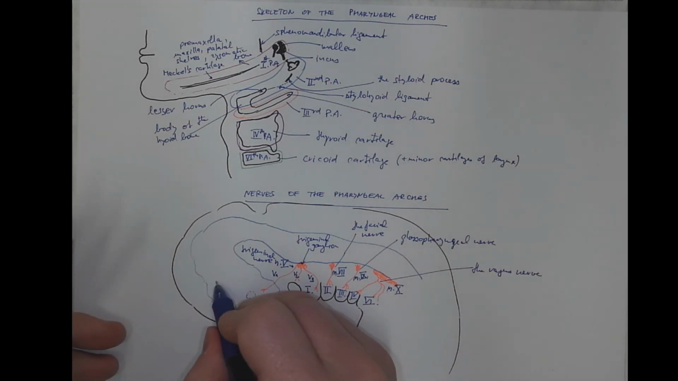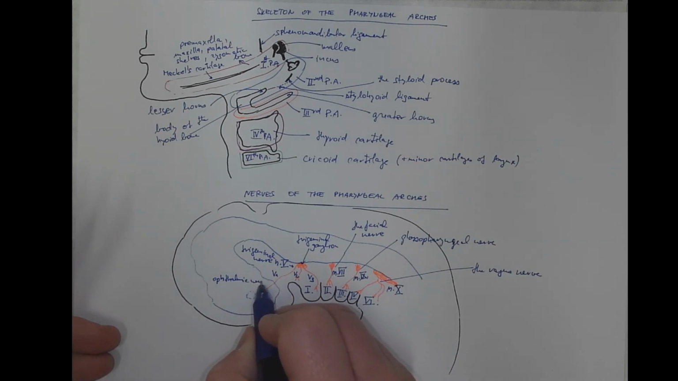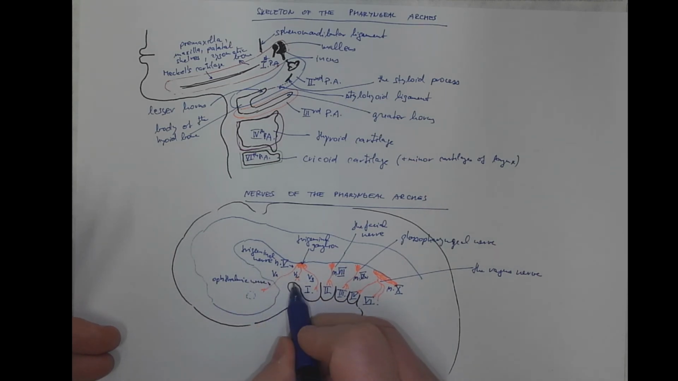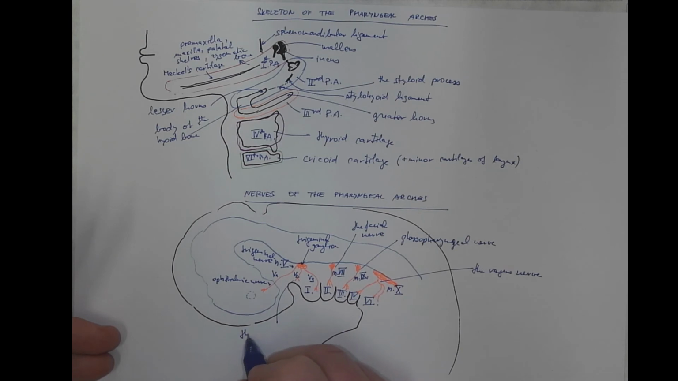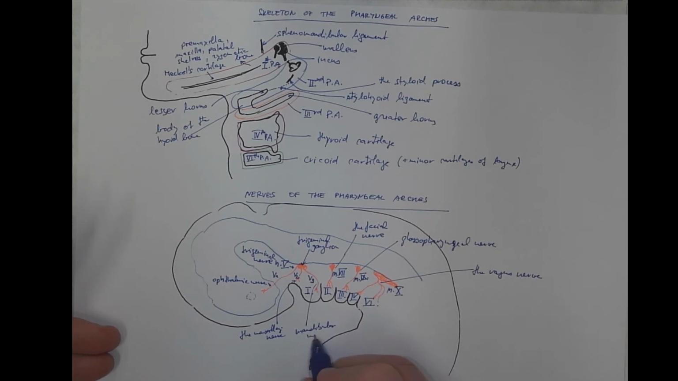So these will be the branches of the trigeminal nerve: the ophthalmic, the first branch, then the maxillary, the second branch, and the third is the mandibular nerve.